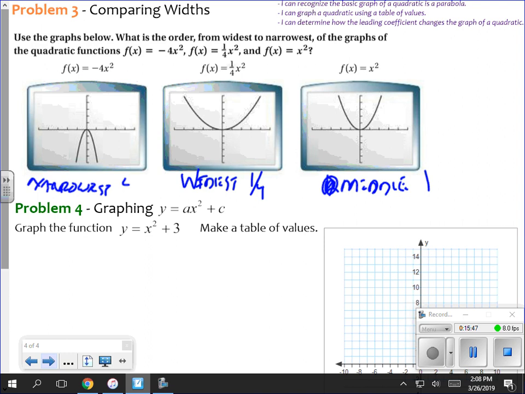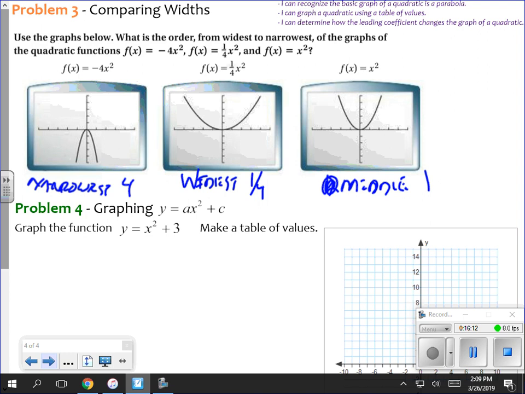And the number in front, I'm going to call it 4, not -4. This is something important to note. The smaller the number in front, the wider your parabola is. The larger the number in front, the skinnier the parabola is. So if I were to have like 100x squared, the smaller the number, the wider it is.